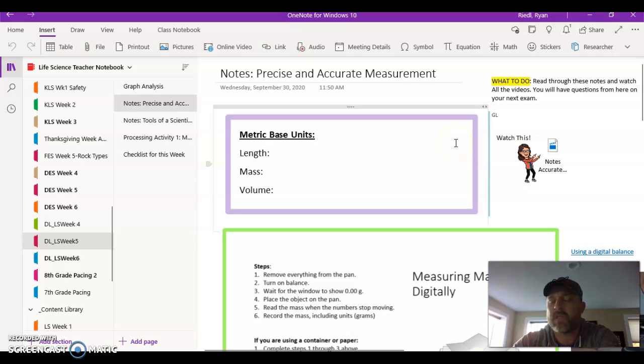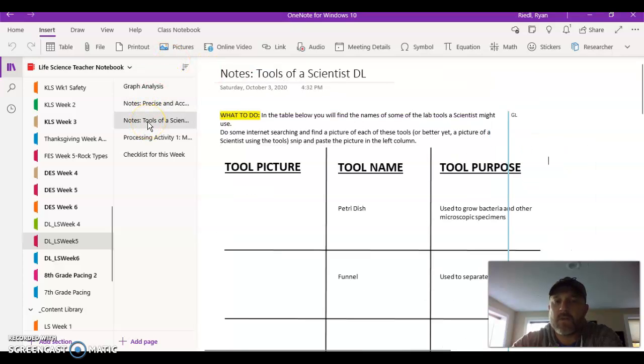It's mostly just watching videos, but they're going to come in handy later in the week, and you're going to need to know how to do this stuff, guys. If you don't know how to do it, you're going to get lost. So just watch the videos, okay? The second thing we're going to do for Tuesday is the Tools of a Scientist.